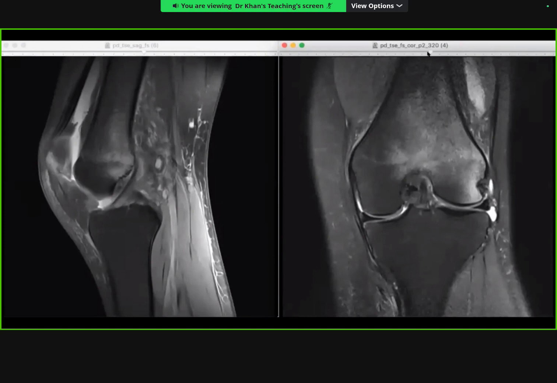So I'm just trying to work out. So there is a significant marrow edema along the lateral femoral condyle. So I believe this is in keeping with a direct impaction injury, as opposed to a twisting injury.